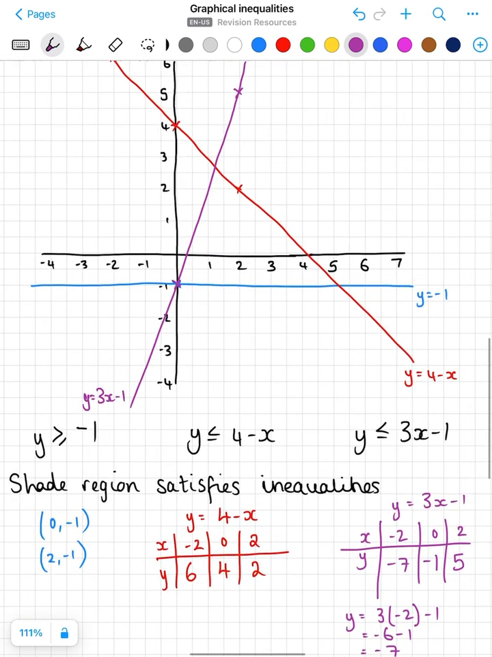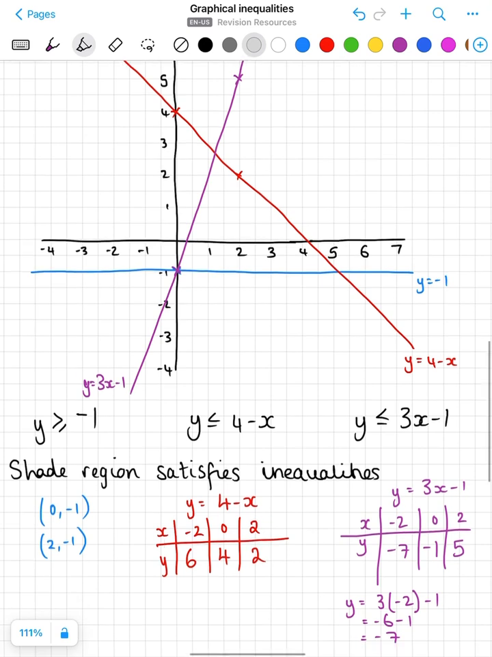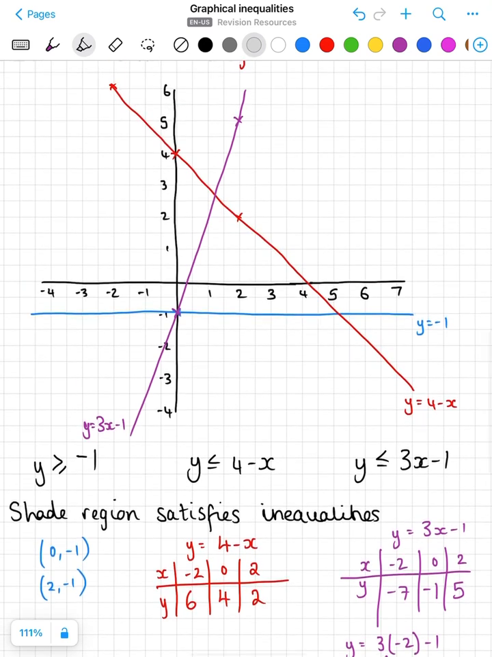Now we need to shade the region. Be careful with just spotting the region that satisfies them all. You always have to double check with the shading above or below the line. So the blue line, y is greater than, so we are going to be shading above the blue line. Y is less than or equal to 4 minus x, so we are going to be shading below that red line. Y is less than 3x minus 1, so we are going to be shading below the purple line.